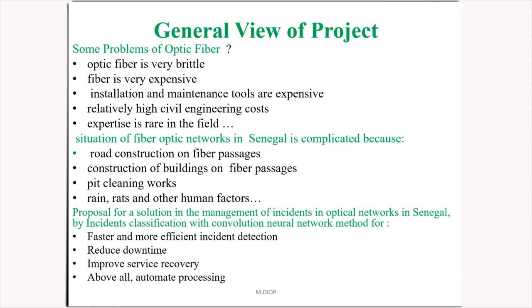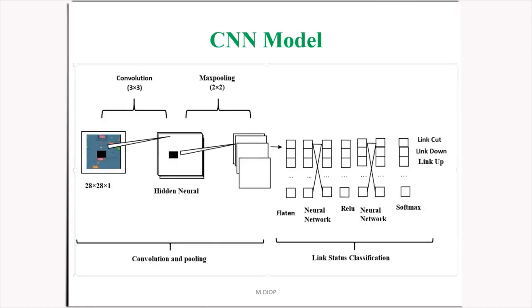We propose one solution for the management of incidents in optical networks in Senegal, based on a convolutional neural network, for faster and more efficient incident detection, to reduce downtime, improve service recovery, and enable automatic processing. So we propose this model. It is a CNN model.